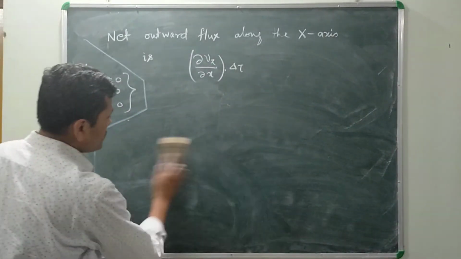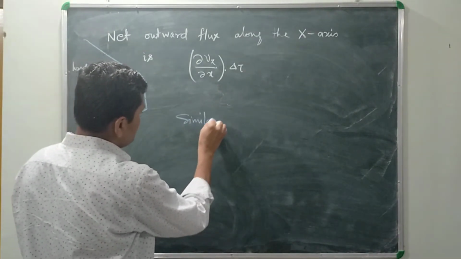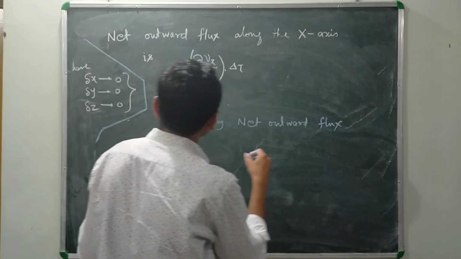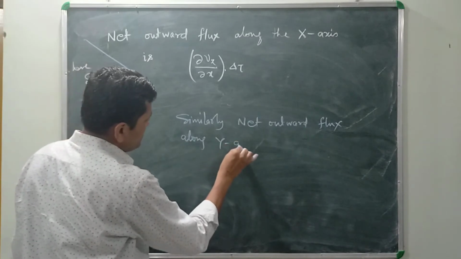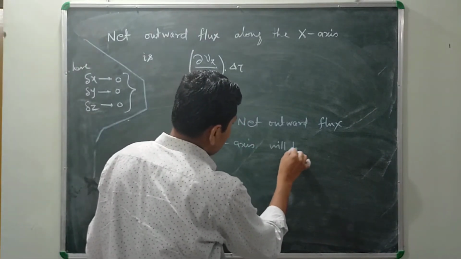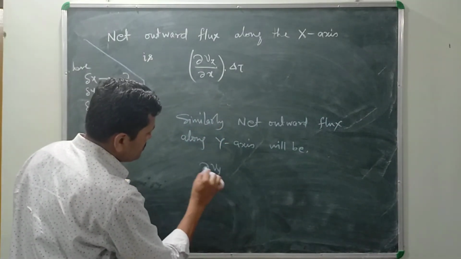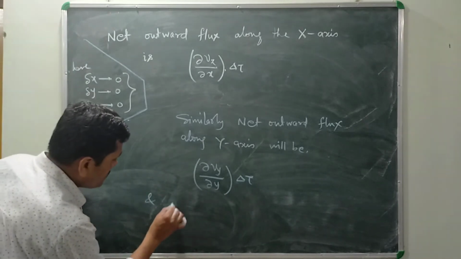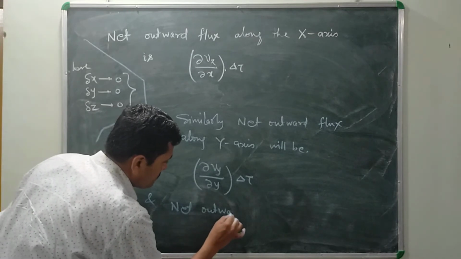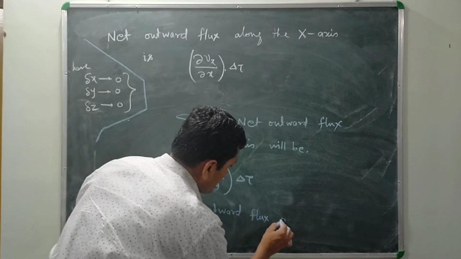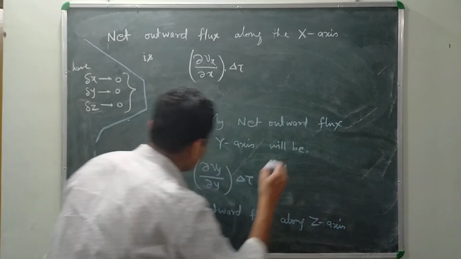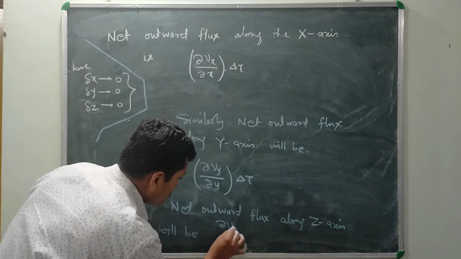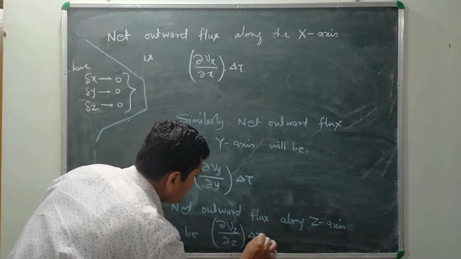Similarly, net outward flux along y axis will be dou Vy by dou y into delta tau, and net outward flux along z axis will be dou Vz by dou z into delta tau.